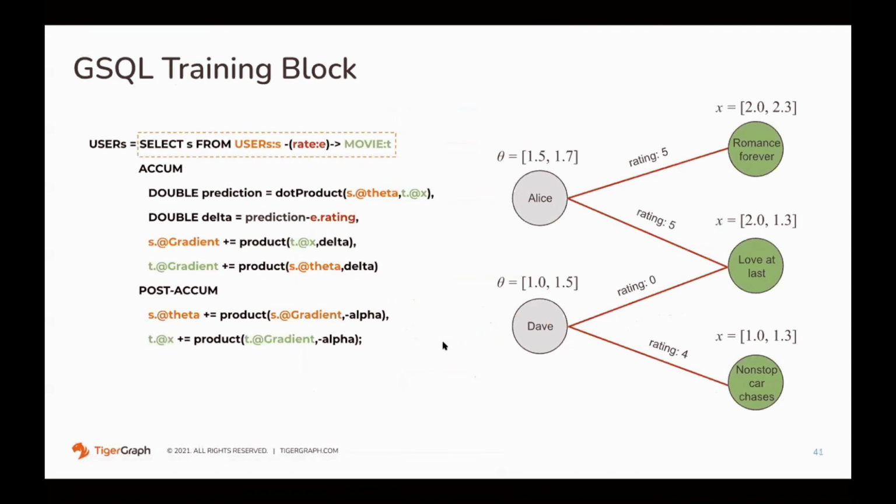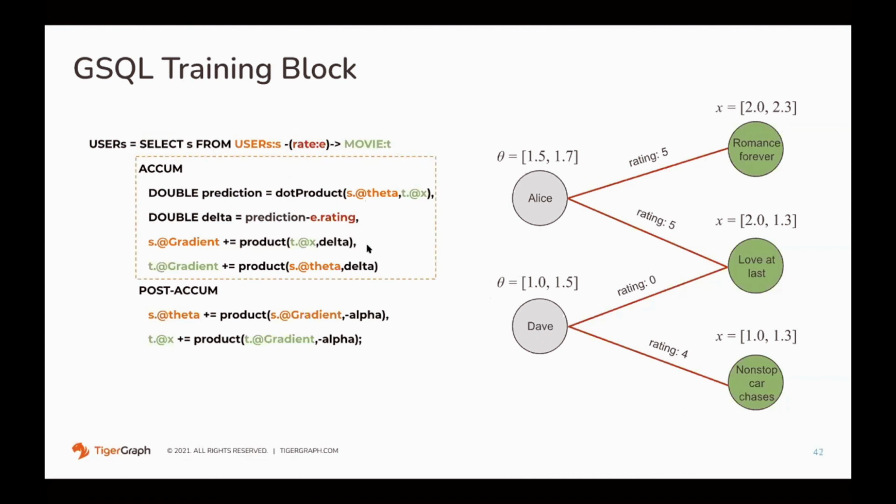So I'll go over one training block of this query, and then we'll see the demo on the TG Cloud. Here in the training block, as in our training phase, we first collect all the movie and rating values for a particular user. That's this select line, which selects all the users that have a rating for any movies.